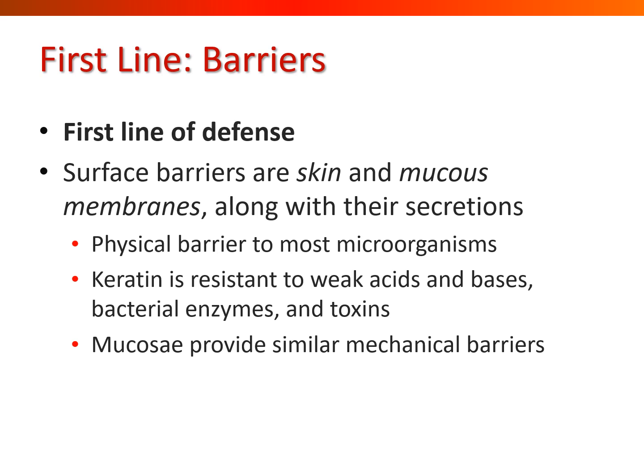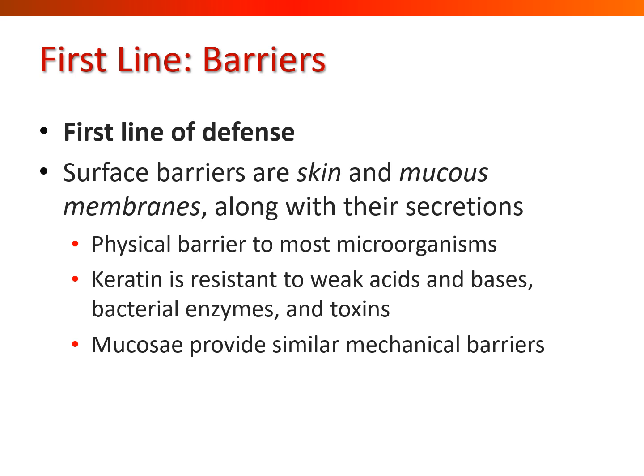microorganisms. In the skin and in parts of our mucous membranes, we actually have keratin, which is a protein that is resistant to weak acids and weak bases, which might be being secreted by bacteria in order to break down our defenses. It's also resistant to any sort of enzymes or toxins that a bacteria might be releasing to further break down our defenses. So keratin's pretty tough stuff. The mucosal membranes also provide similar mechanical barriers. So some of our mucosa do have keratin. We do have keratinized mucosa in our mouth, for example.